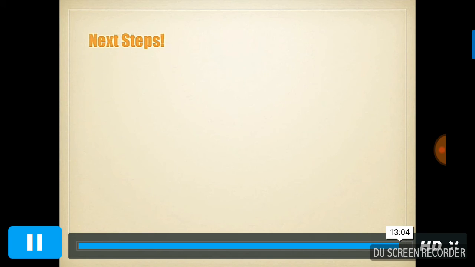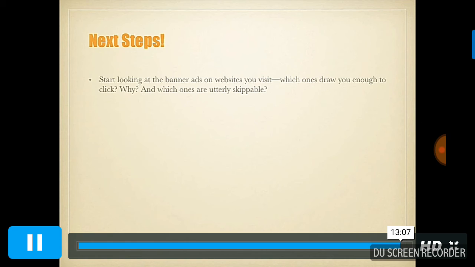Next steps. Start looking at the banner ads on the websites that you visit. Stop ignoring them. Which ones draw you in enough to click? Why? And which ones do you find to be utterly skippable? And what makes them utterly skippable? What makes a good banner ad for you?